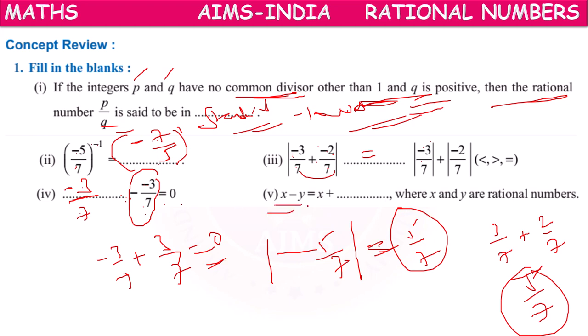x minus y equals x plus of minus y, because subtraction is an inverse addition. Subtraction is an inverse addition. If we write plus in the place of minus, then the additive inverse of y is to be taken, minus y.